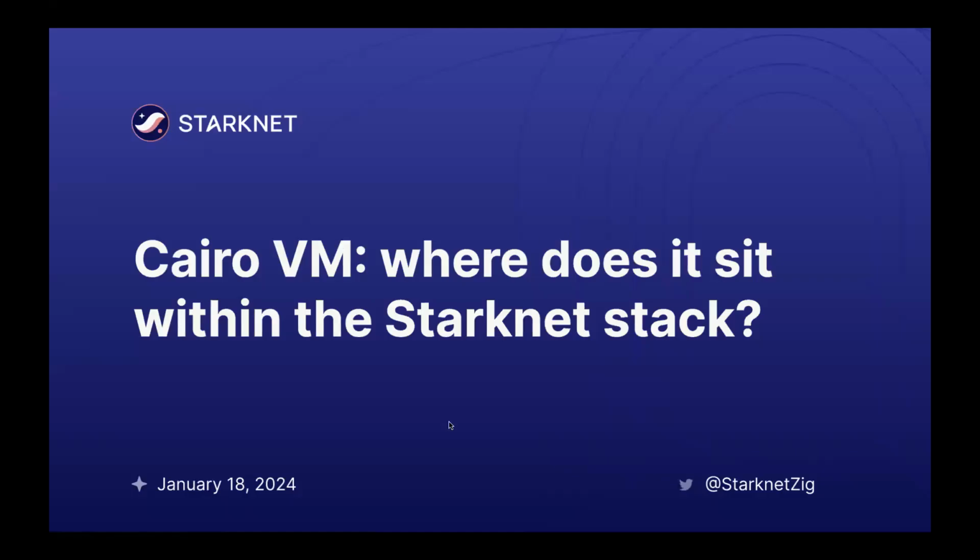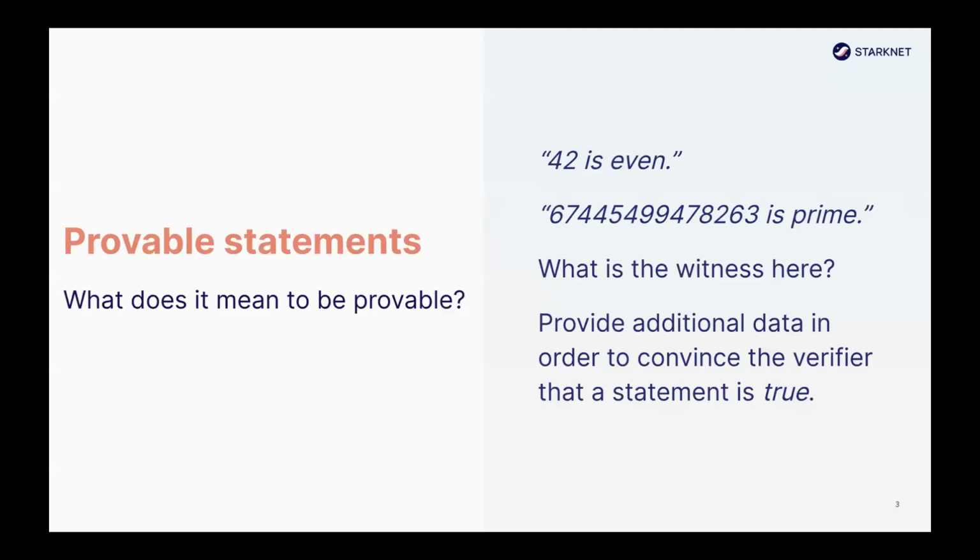So yeah, the presentation is the Cairo VM. Where does it sit within the Starknet stack? And first and foremost, why are we even implementing the Cairo VM? Yeah, so because we hear a lot that Cairo is a provable language, but if we zoom out even more, what are we trying to prove and what actually makes Cairo provable?